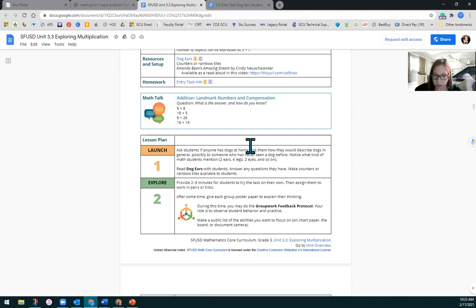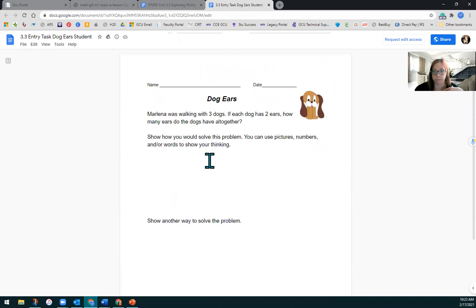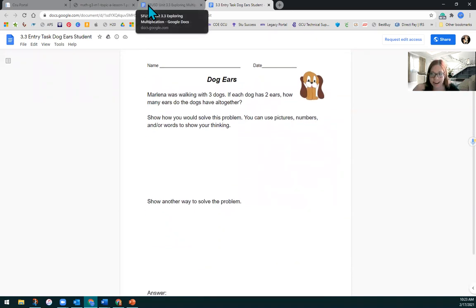So you read the dog ears with students, answer any questions they have, and then you just make materials available to them. Maybe counters or tiles or whatever it may be. You give them this paper and show how you would solve this problem. And you don't tell them how to solve it. You just say, off you go. And they're the ones thinking about it. They're the ones thinking, should I skip count?